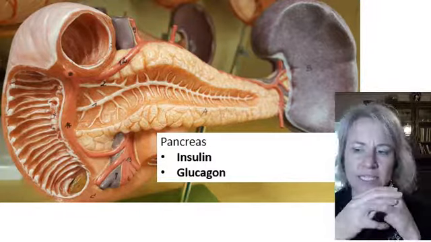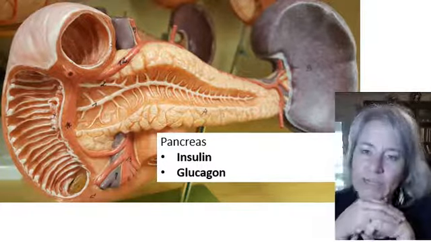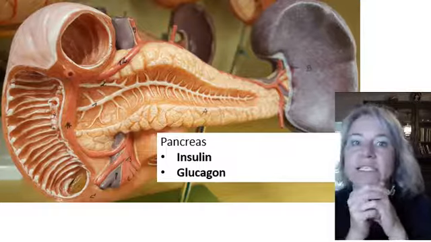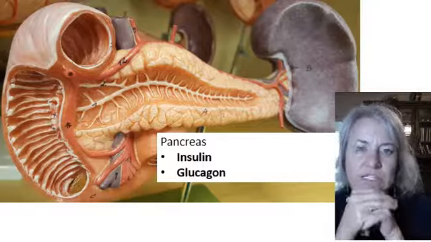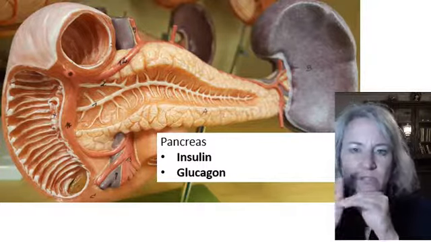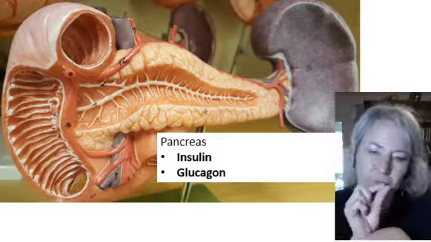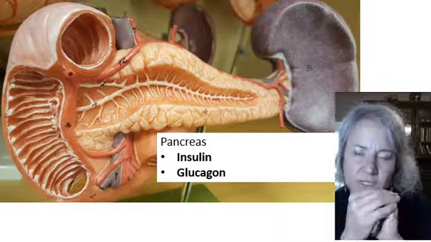So insulin is the only hormone that causes the cellular uptake of glucose. So it takes the glucose, it opens up all those glucose pores, and it takes the glucose out of the blood and puts it into the cells. So it causes a cellular uptake of glucose.